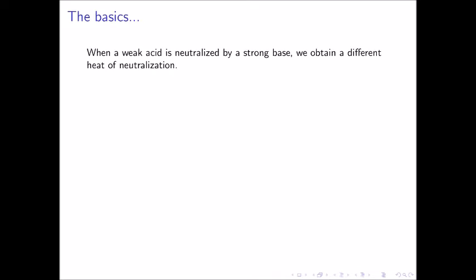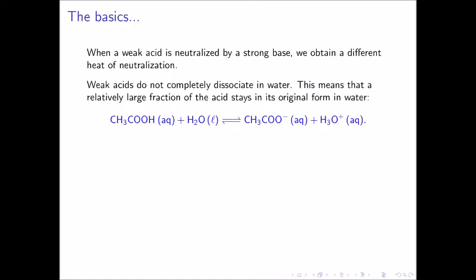When a weak acid is neutralized by a strong base, we obtain a different heat of neutralization. This is due to the fact that weak acids do not completely dissociate in water. A relatively large fraction of the acid stays in its original form when added to water. An example is acetic acid, CH3COOH. When added to water, it partially dissociates into the acetate ion, CH3COO- and hydronium ion. The extent of this dissociation is determined by the equilibrium constant for the reaction, Ka.